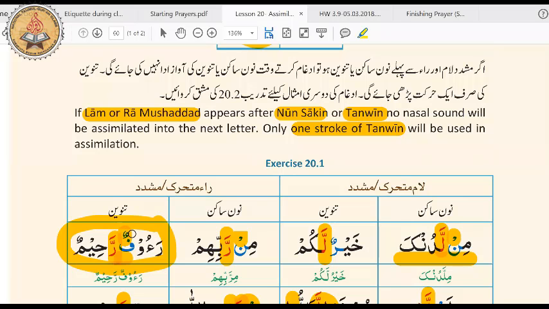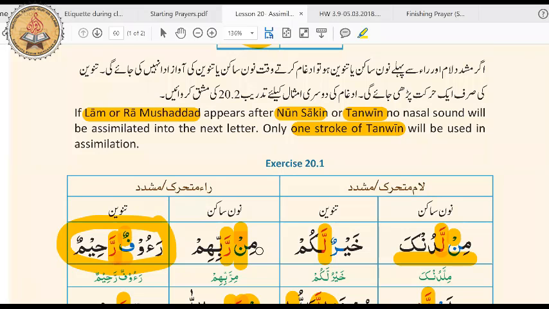Yes. Same thing goes here in this previous one. You've got your ra mushaddad and the letter before, like we've been told over here, is a nun sakin. Is it a nun sakin? Yes, it is. So the rule is that the n sound must not be produced. So instead of saying "min ra", which is incorrect because I have to make sure I don't produce the noon sound, I'll just ignore this noon. I'll think that this doesn't exist. So what I'll just do is join the meem with the ra.